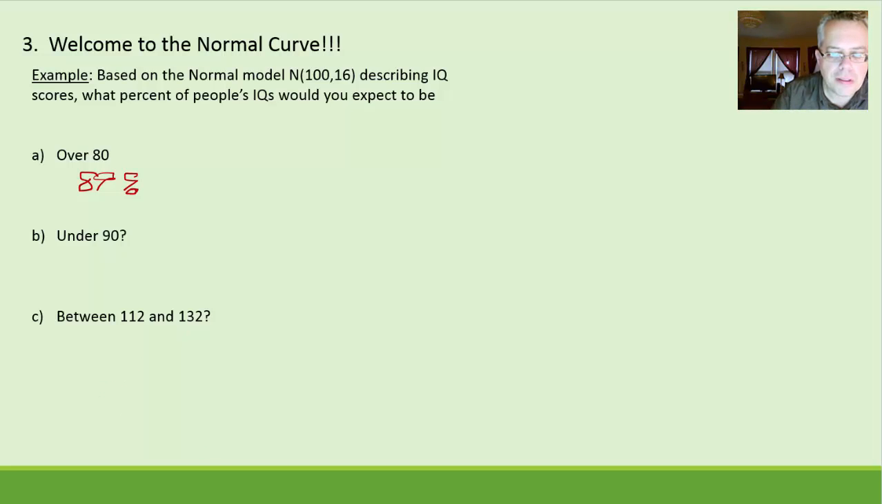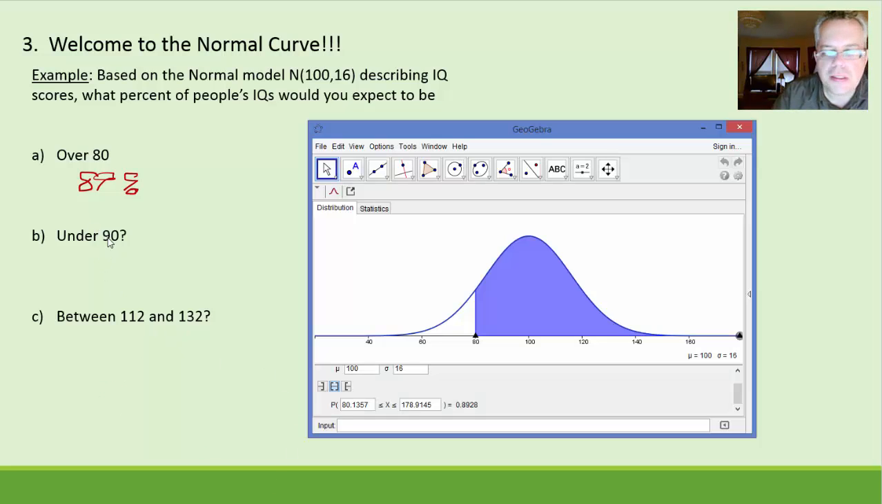All right, let's answer the next question. So it says under 90. So I got to find the percent of area that's under 90. So 90 is about right there. That's pretty close. So the total area of the curve, by the way, is 1. And this area that's shaded is 0.2685.